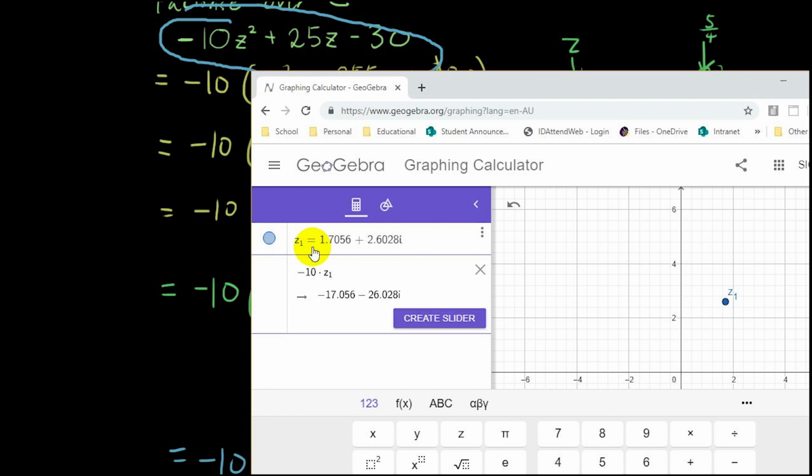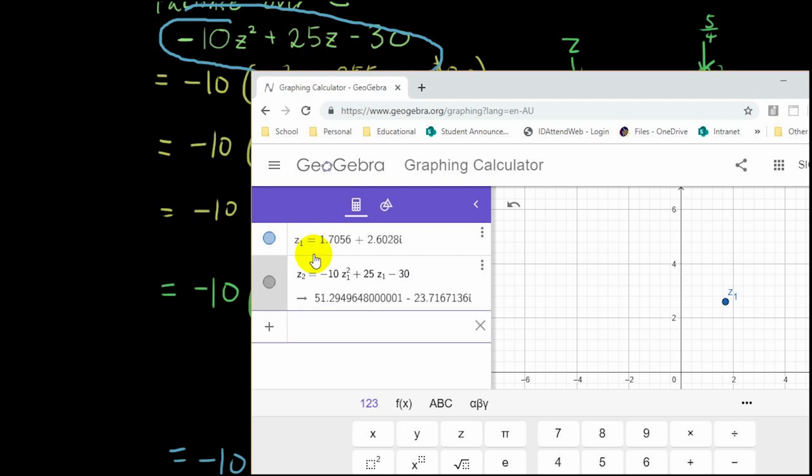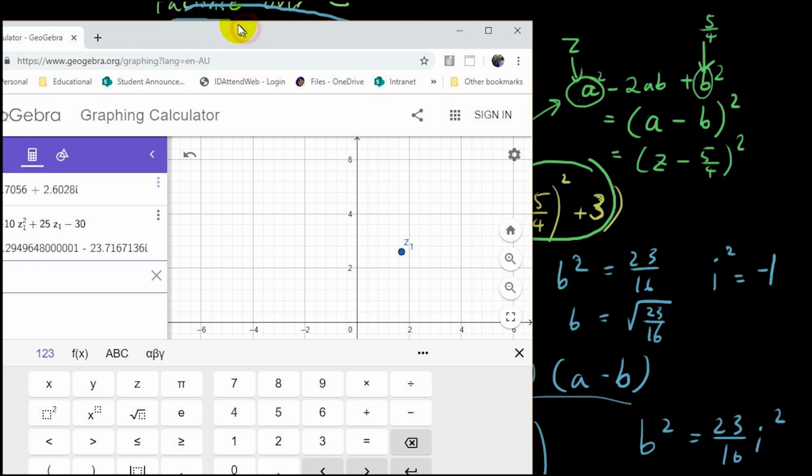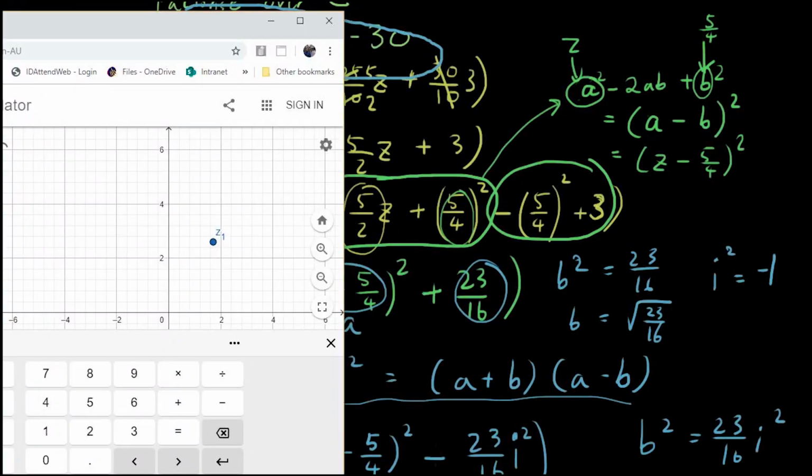oops, it's hard to put in squared, oh, it won't let me, and then plus 25 times Z1 minus 30. Okay, so that gives me this insane number. And now I'm going to put in the factorized form and see if it gives me the same number.